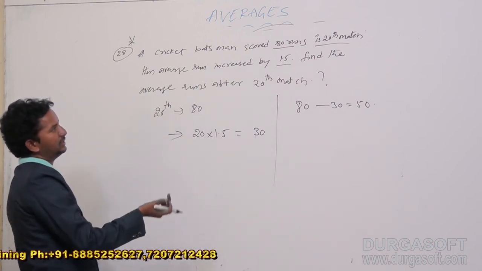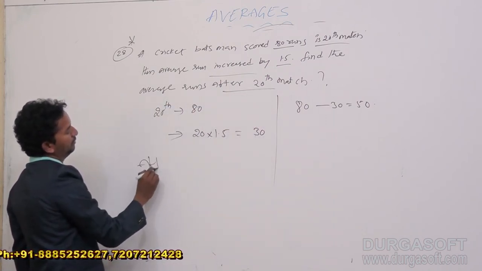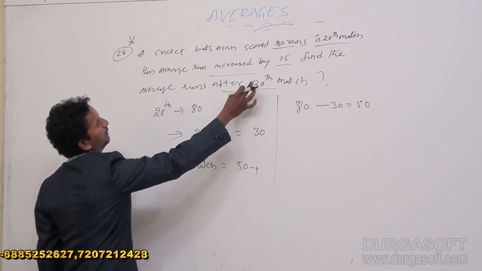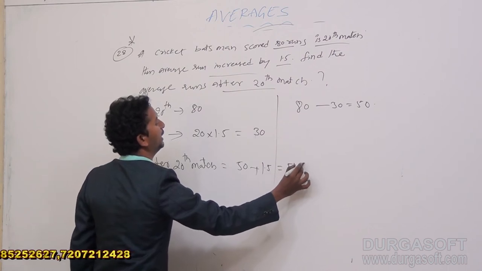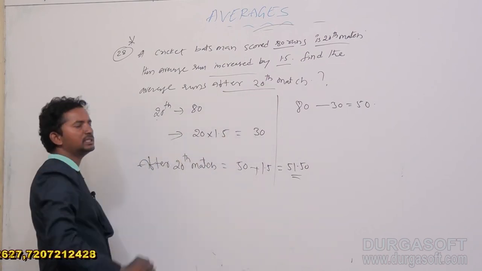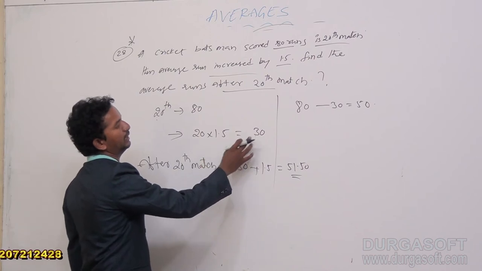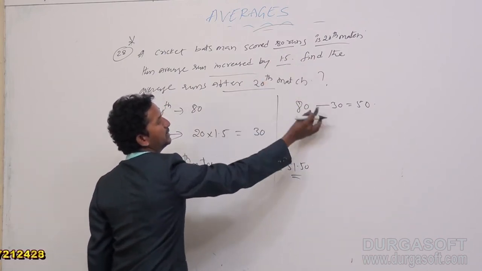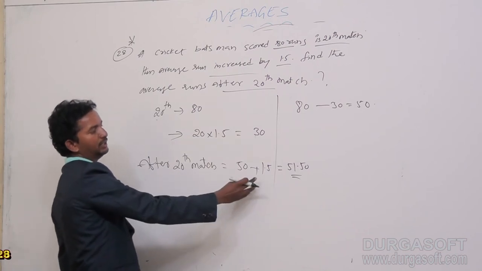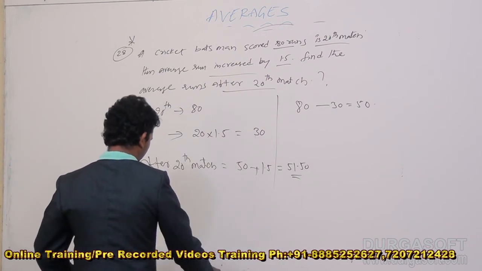Now 50 is there. The average after the 20th match: we add the increase, 50 plus 1.5 is equal to 51.50. This is the answer. So a cricket batsman scores 80 runs in the 20th match, but the average increased by 1.5. The 80 minus 30 gives 50, and after that the increase is 1.5, so 50 plus 1.5.